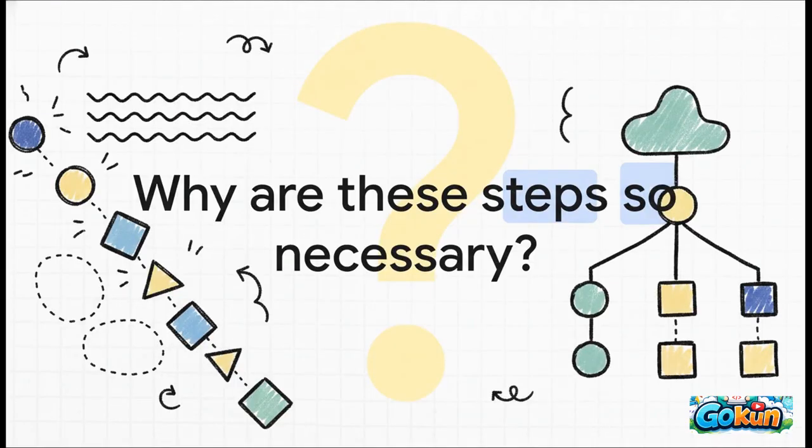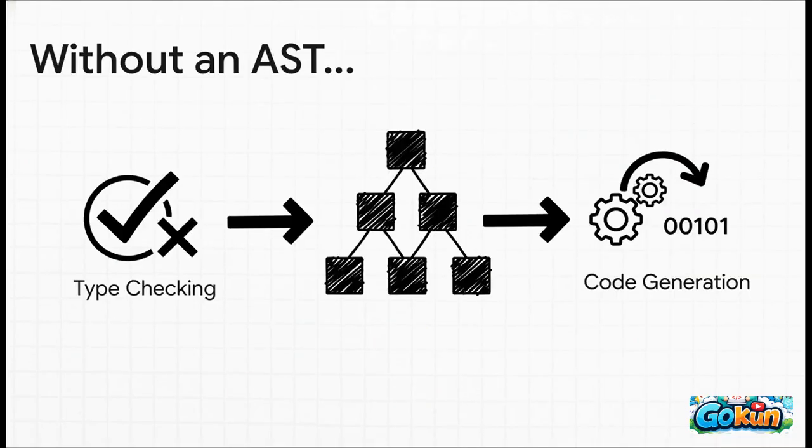Okay, I know what you might be thinking. This feels a little complicated, right? Lexing, then parsing, building a tree. Why go through all this trouble? Why are these steps so critical? Well, it's because without that AST, the compiler is basically powerless. It can't do any of the smart stuff we rely on it for.